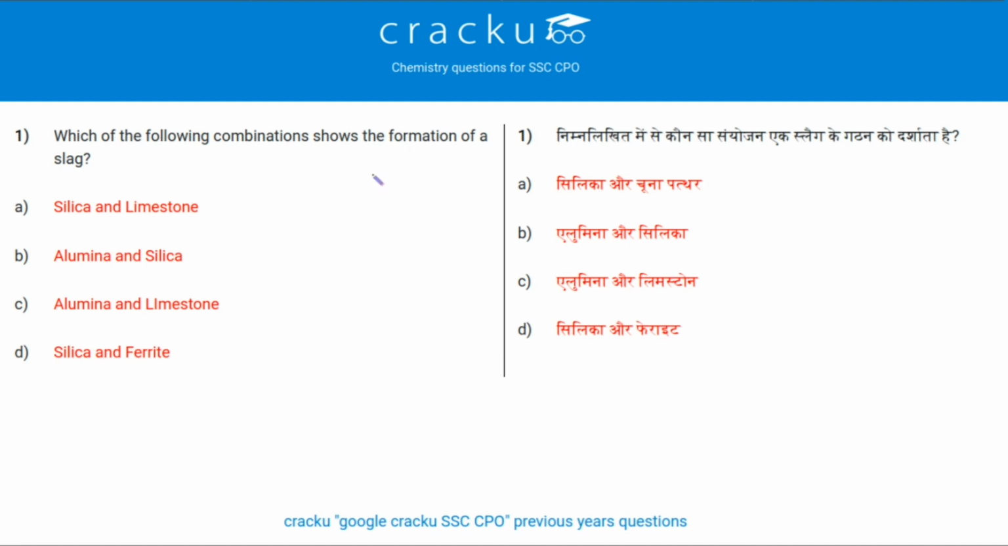Which of the following combinations shows the formation of slag? Okay, what is slag? Slag is a waste product formed by the combination of flux and gangue, that is impurity, during the extraction of metal by the smelting process. There are two types of flux, acidic flux and basic flux, and examples are silicon dioxide, borax and magnesium. So the only combination of flux and gangue is option A, that is silica and limestone. So the correct answer is option A.